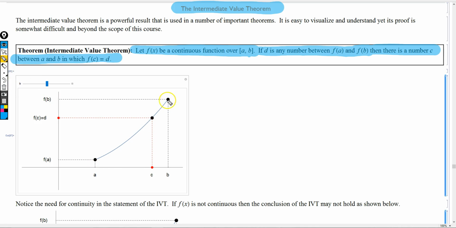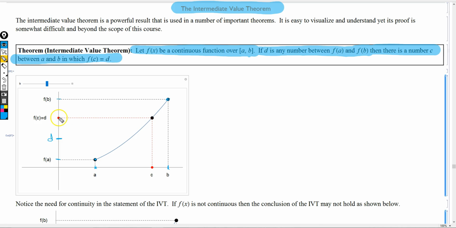So here we have the graph of a function. Right here are a and b on the x-axis, f of a and f of b on the y-axis. Notice that my graph starts at a, f of a, and goes up to b, f of b, right here. It's continuous, so it has no breaks. Now, the intermediate value theorem makes this statement: if you're given any number d between f of a and f of b, then you can find a c between a and b in which f of c equals d.